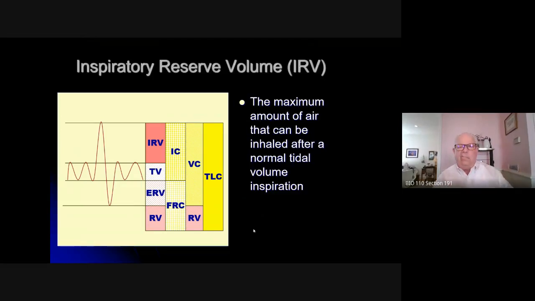Then we measure inspiratory reserve volume, the maximum amount of air that can be inhaled after a normal tidal volume inspiration. What do we say? Take a deep breath. And now we're measuring the inspiratory reserve volume. Here it is. Inspiratory reserve volume.